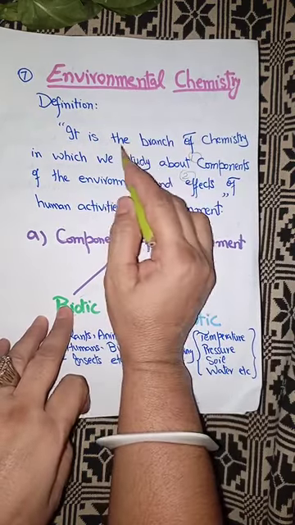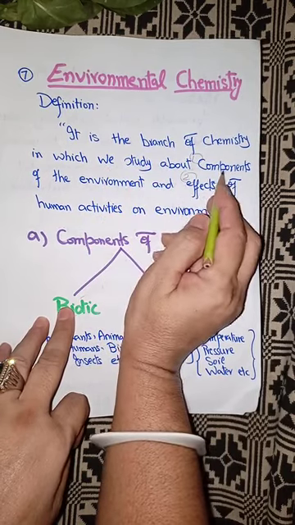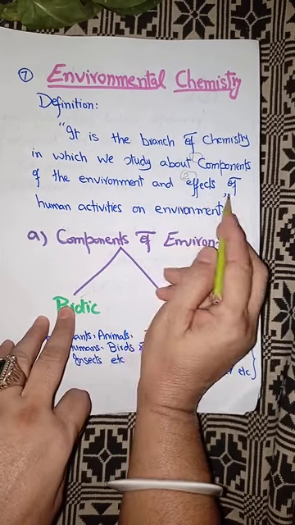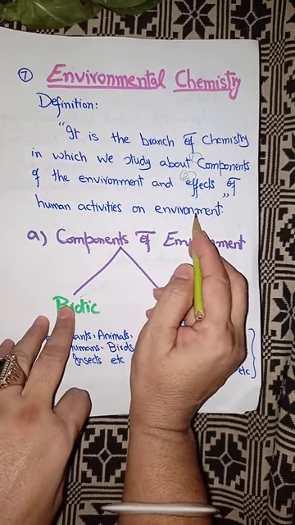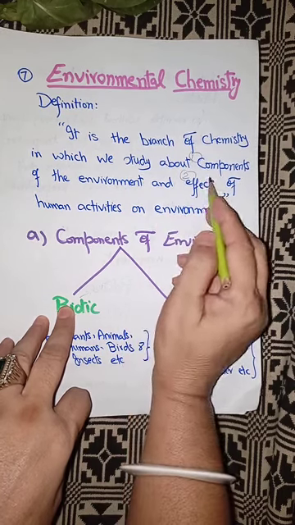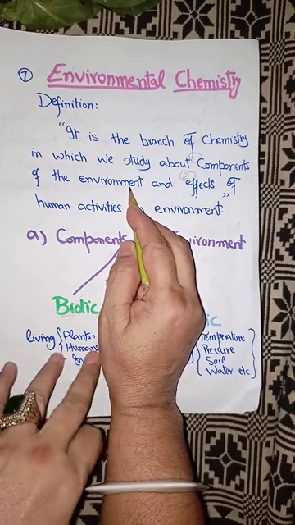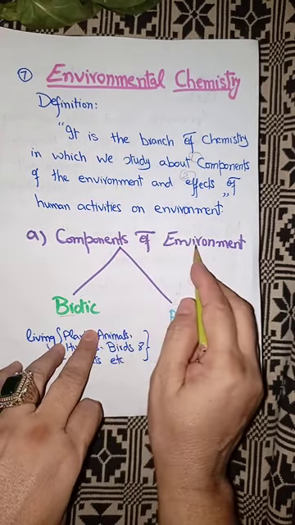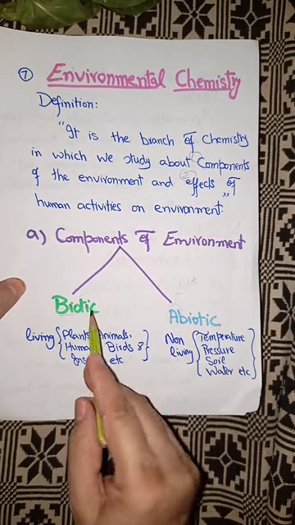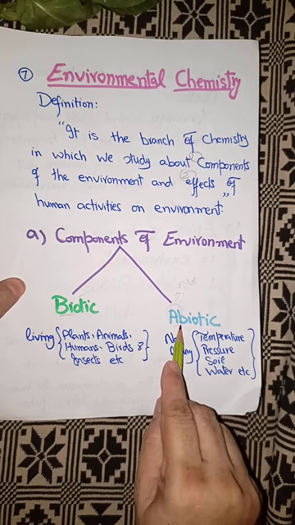Today I am telling you about the seventh branch of chemistry, that is environmental chemistry. It is a branch of chemistry in which we study, first, the components of the environment, and second, the effect of human activities on the environment. It means we study two things in environmental chemistry. One is the components of the environment. Now, what are those components which make the environment? These components are of two types: biotic component and abiotic component.